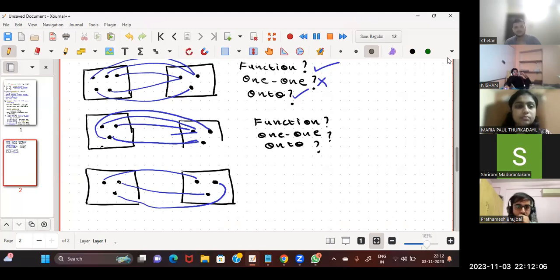Yeah, right, perfect. Is this a one-to-one function or is this an onto function? Can anyone tell me? Is this a one-to-one function or is this an onto function? How about both? How about both? Okay, interesting.